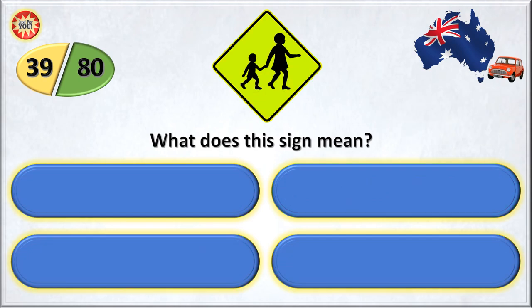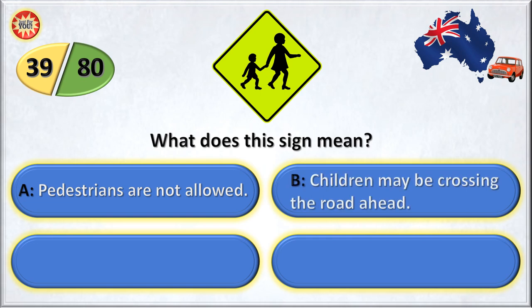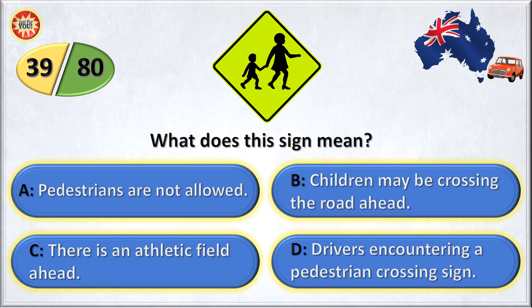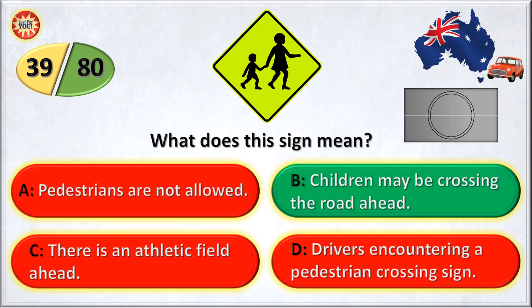What does this sign mean? Pedestrians are not allowed. Children may be crossing the road ahead. There is an athletic field ahead. Drivers encountering a pedestrian crossing sign. Children may be crossing the road ahead.